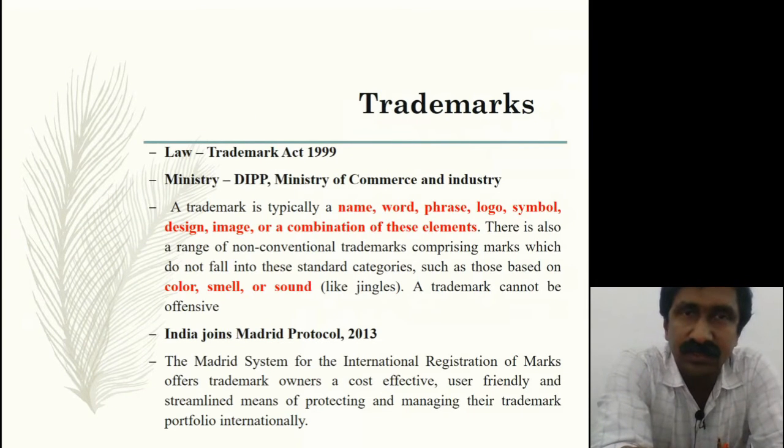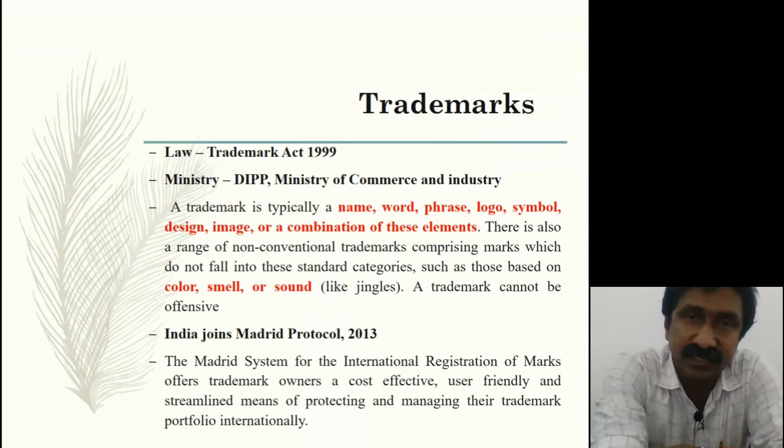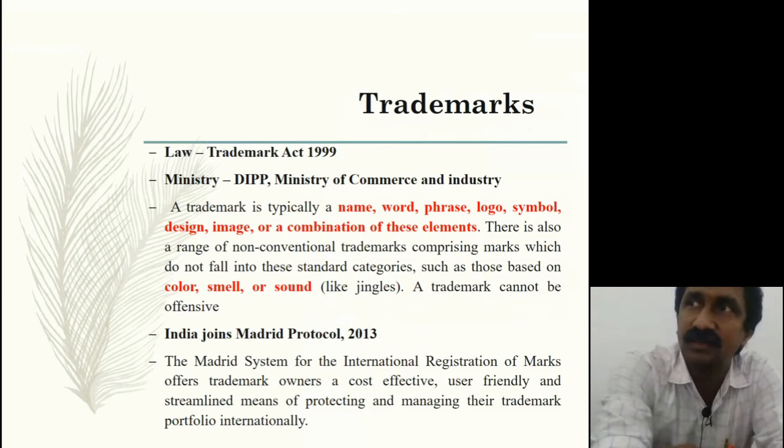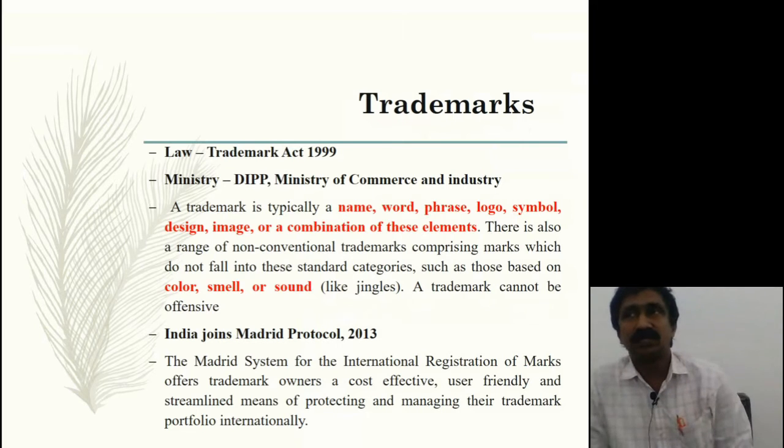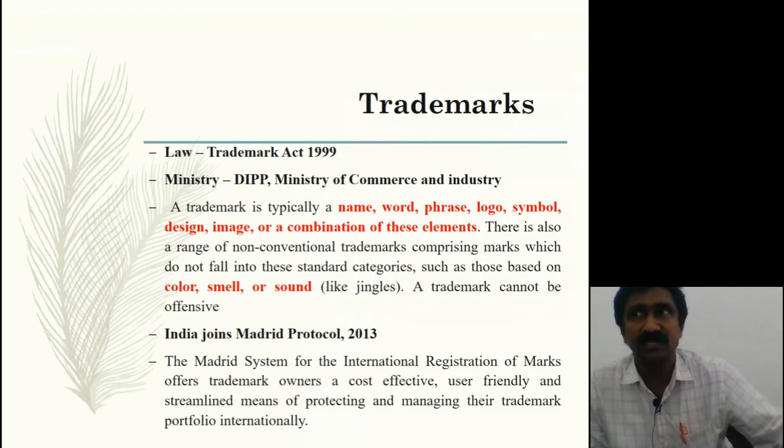So the next one is trademark. Trademark is protected by the Trademark Act of 1999 in India. It is maintained by the Ministry of Commerce and Industry. Now, a trademark is typically a name, a word, or a phrase, or a logo, a symbol, or a sign, an image, or a combination of these elements.